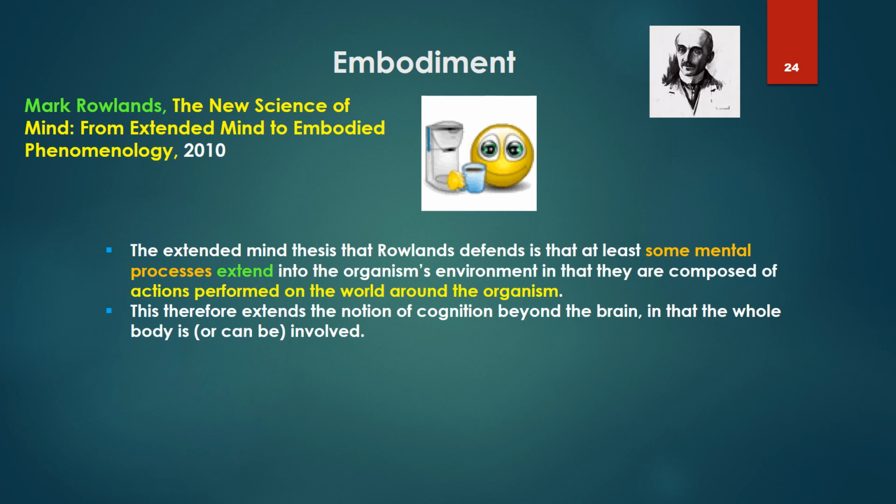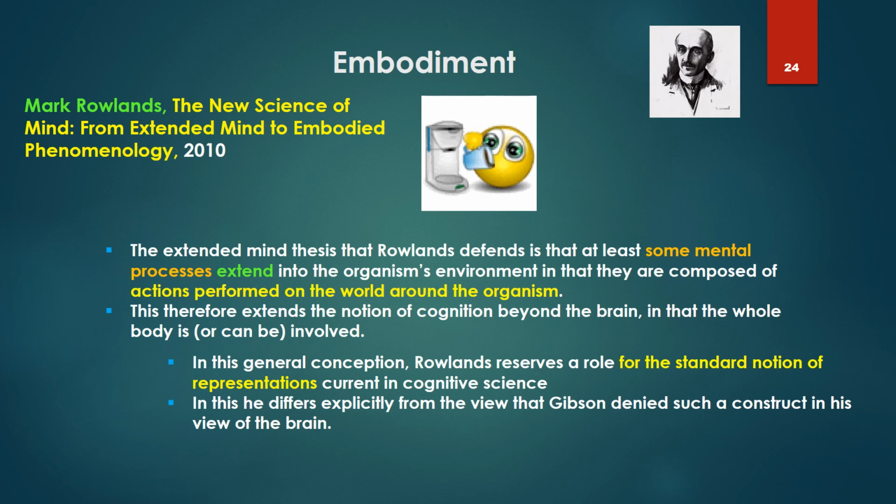Now, Rowlands states in his book that even this limited extension is considered extremely problematic in his academic circles, and I respect his attempt to be conservative here because of this, but that's what's going on. So in this general conception, Rowlands reserves a role for the standard notions of representations current in cognitive science. In this, he differs explicitly from the view that Gibson denies as a construct in his view of the brain.